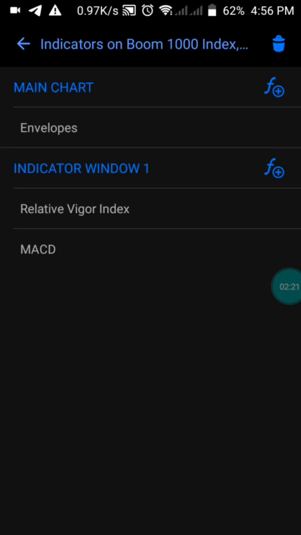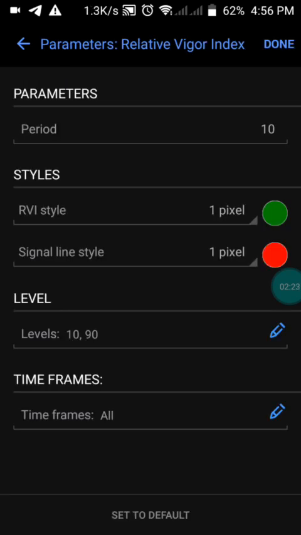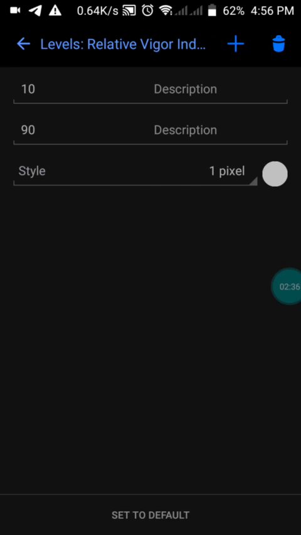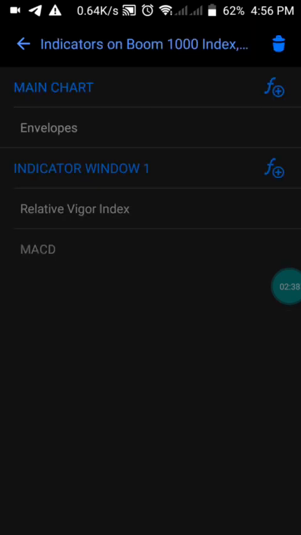Then we have the Relative Vigor Index. We have the period of 10. We have our RVI style to be in green color and our signal 9 to be in red color. Then you press on next. But we have these two levels here, which are 10 and 90, and you press on done.